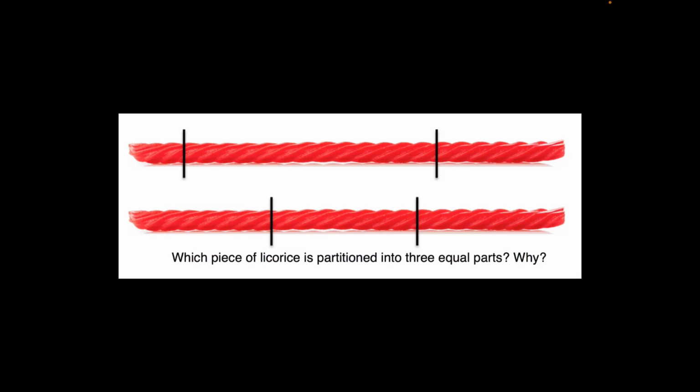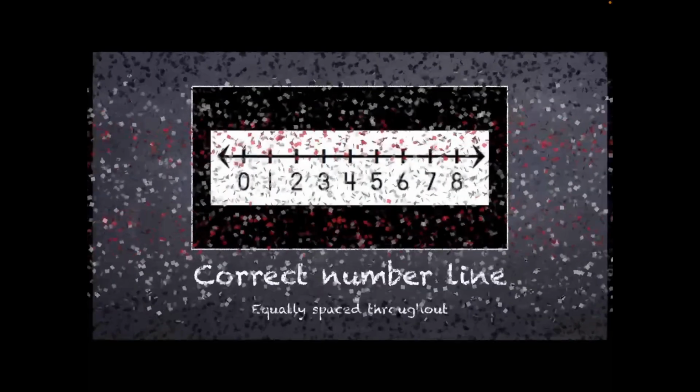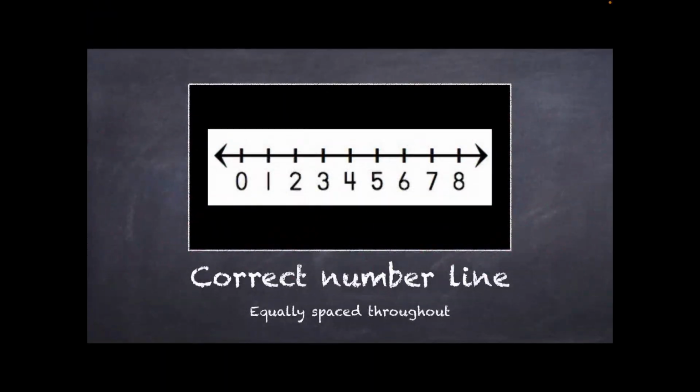All right, so if you said the first one was partitioned equally, I would say you were wrong, because obviously the second piece has equal lengths. Why are they equal? Because they are the same size. All right, here we have a number line. A correct number line shows each and every number equally spaced throughout. You would see this particularly on a ruler, where everything is spaced exactly the same.